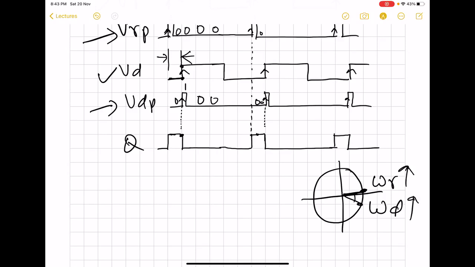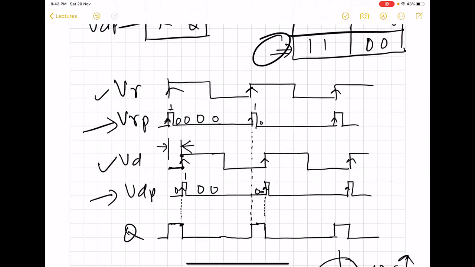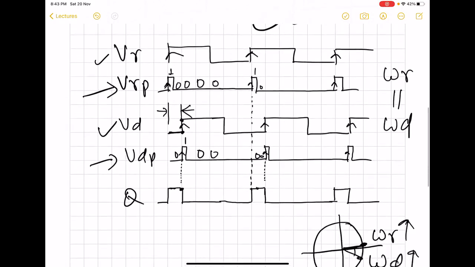If the frequency is the same, then this phase error will remain constant. Otherwise, it will keep on changing depending upon whose frequency is more. By the way, here we have taken the example when the frequencies are equal, so omega r is equal to omega d. At this stage, we are focusing on the phase error. We see that now we have a pulse at the output Q, whose width is directly related to the phase error between these two signals.